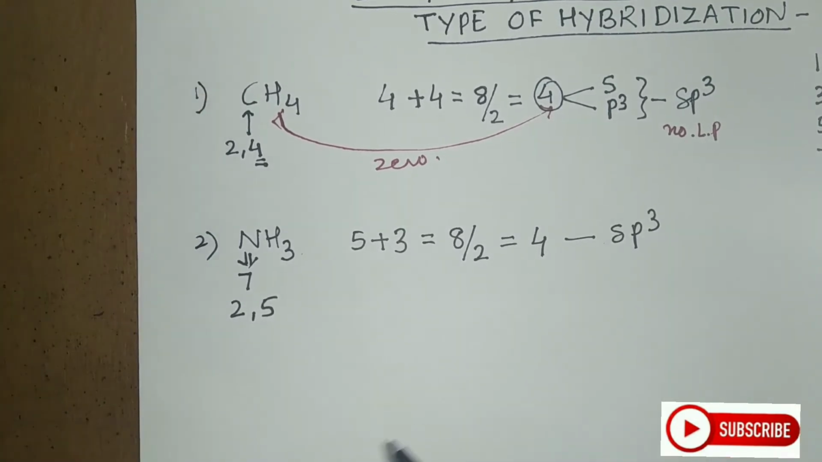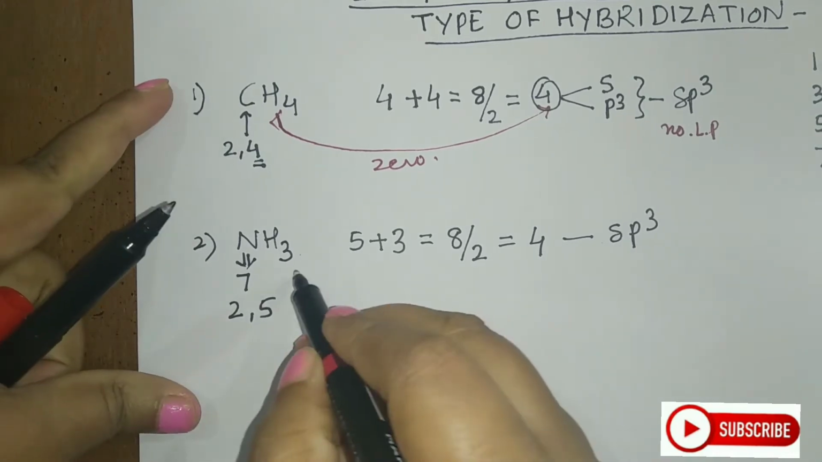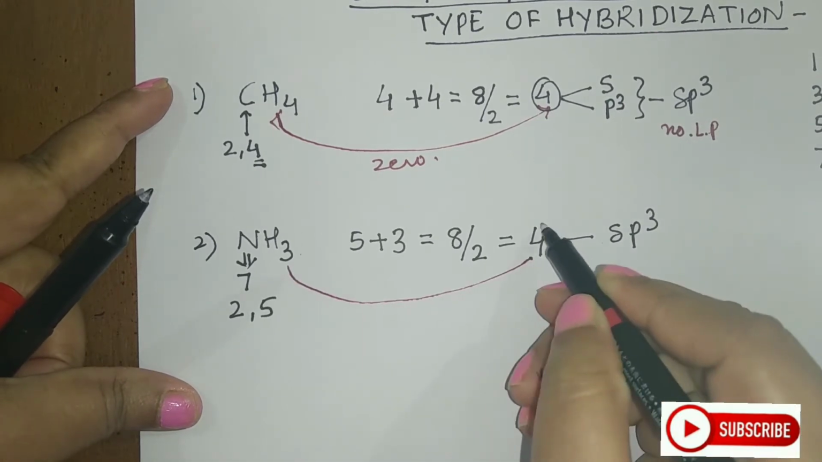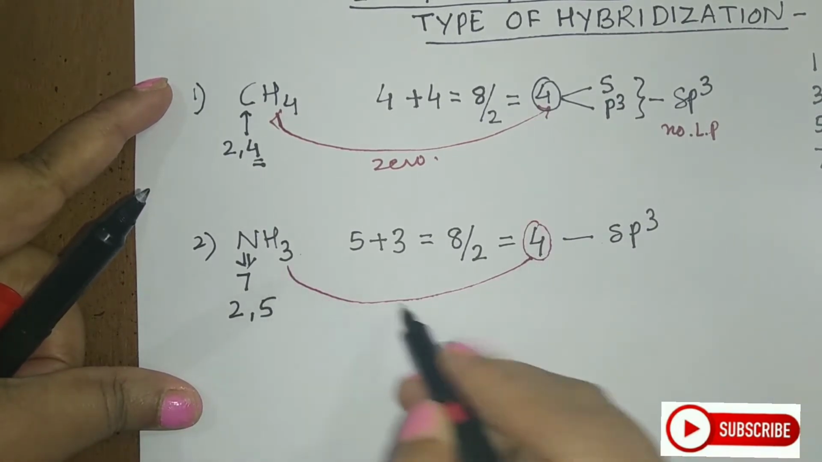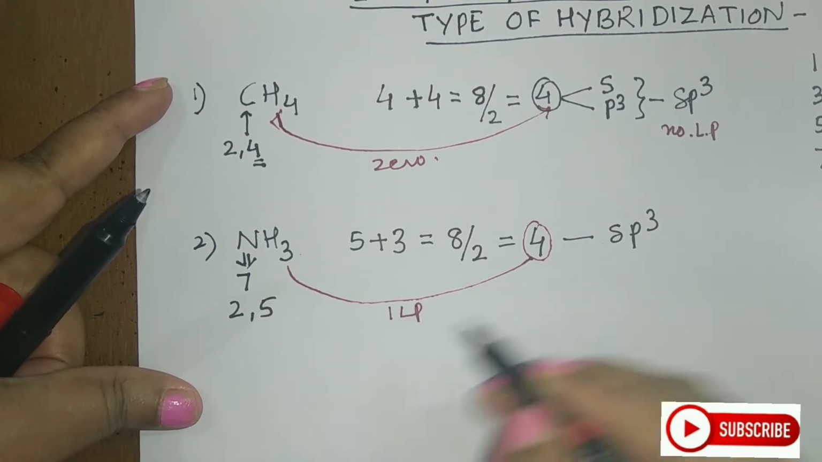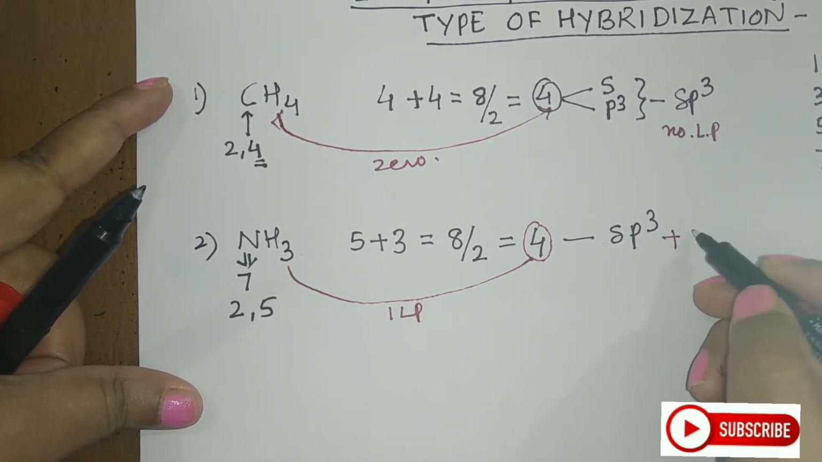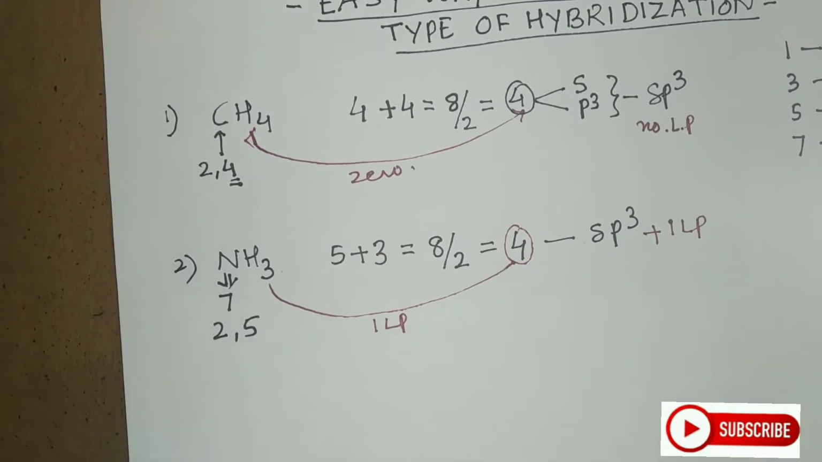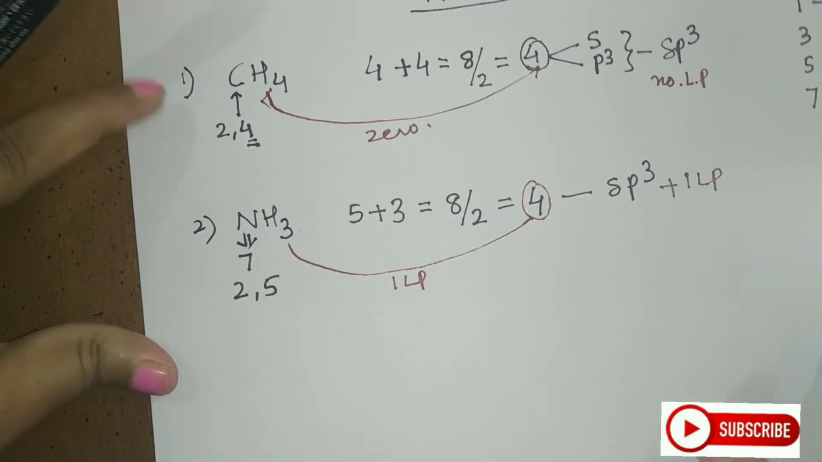Let us check for the number of lone pairs. I will find the difference between the attached atoms and the number I got. So there is a difference of 1. So there is 1 lone pair. So here it is sp3 hybridization with 1 lone pair. Let us move on to the next molecule and that is water.